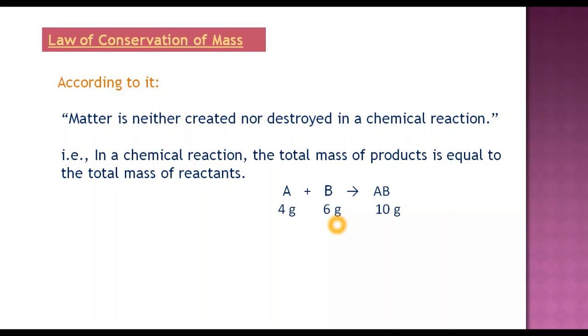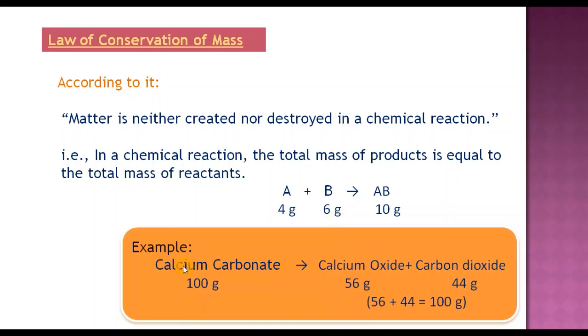Let's take another example. Let's talk about calcium carbonate. When calcium carbonate is heated, a chemical reaction takes place, and that chemical reaction is known as a decomposition reaction. It has been found by experiments that if 100 grams of calcium carbonate is heated, it decomposes completely, and after decomposition, 56 grams of calcium oxide and 44 grams of carbon dioxide are formed.